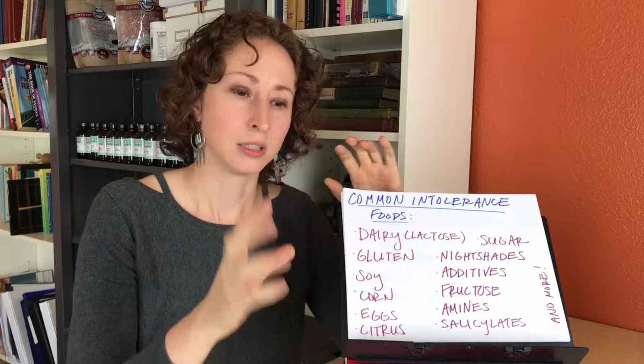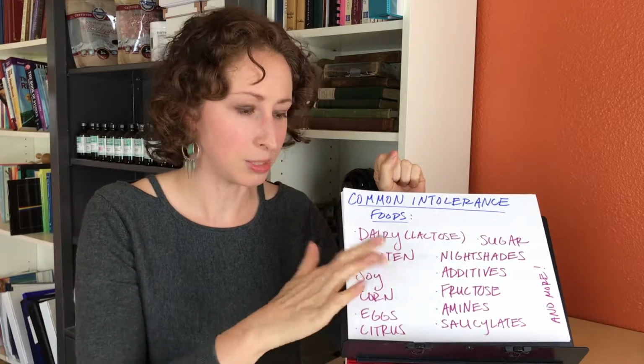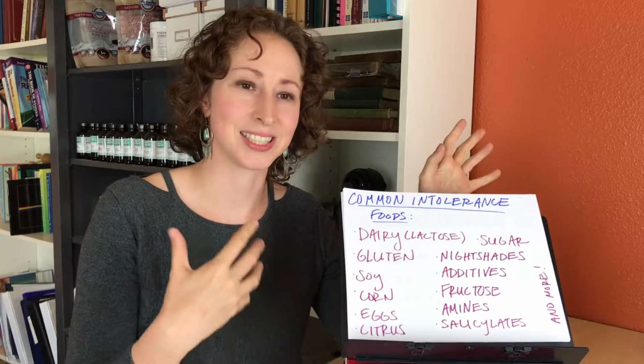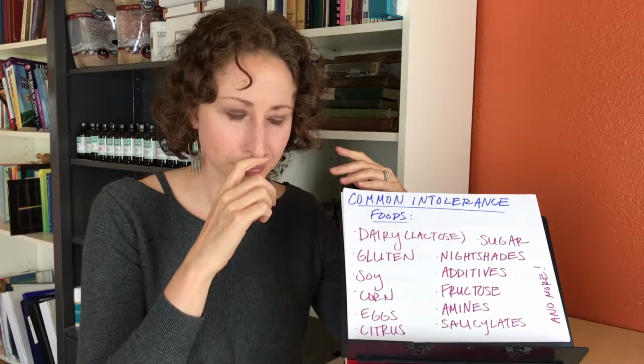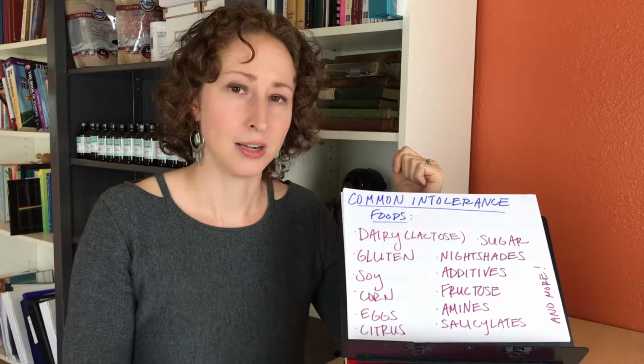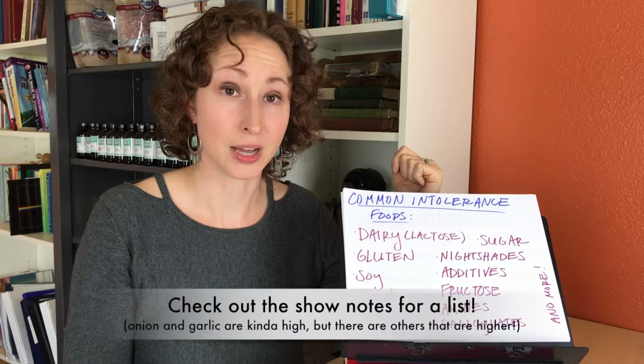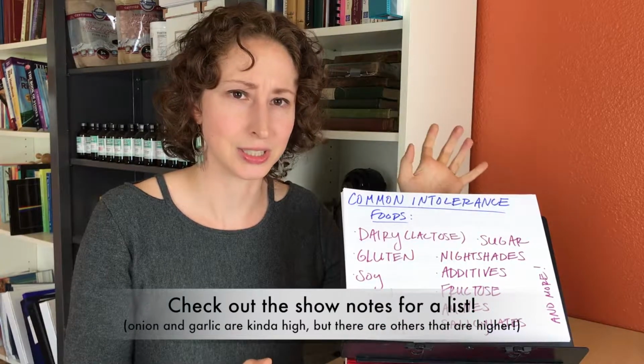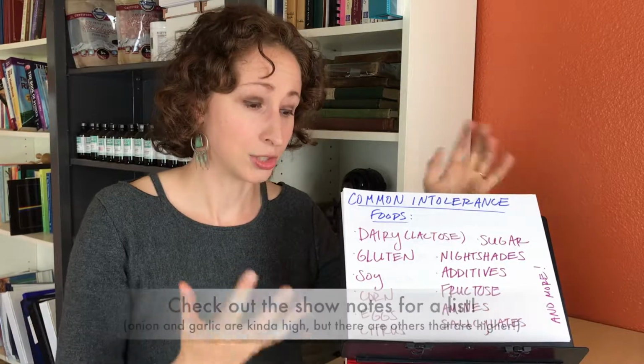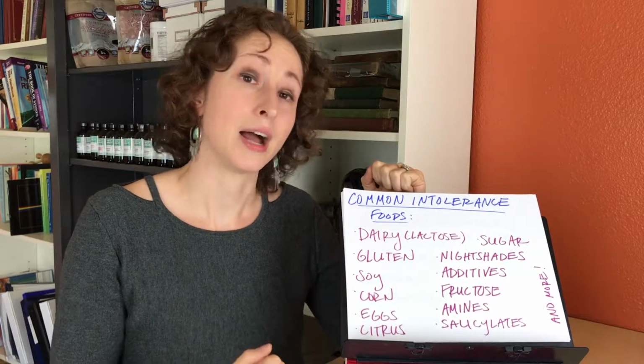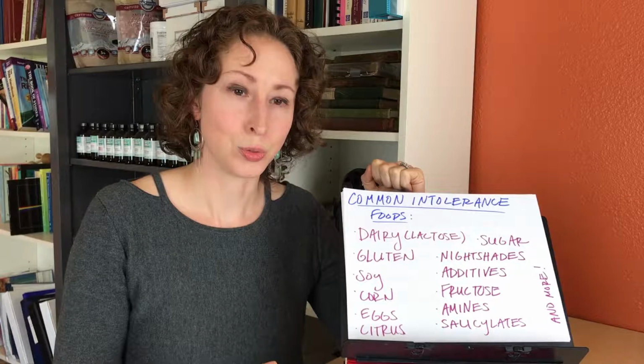So these are all little byproducts. Amines come up a lot in fermentation, and salicylates come up a lot in onion and garlic kinds of foods, among others. It's surprising when you look into a list of salicylates. For some people, they literally do not have the capacity to break these down.